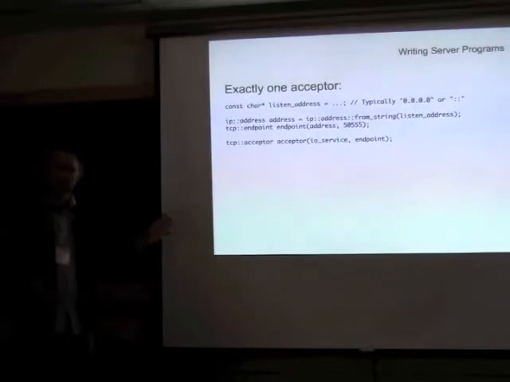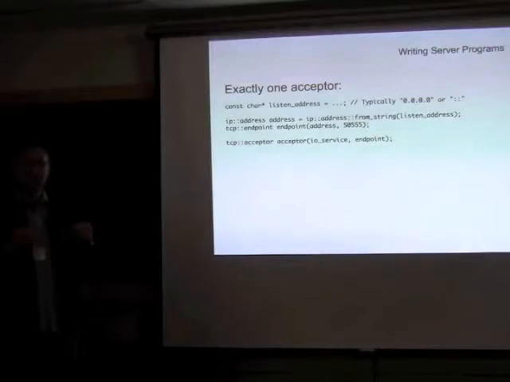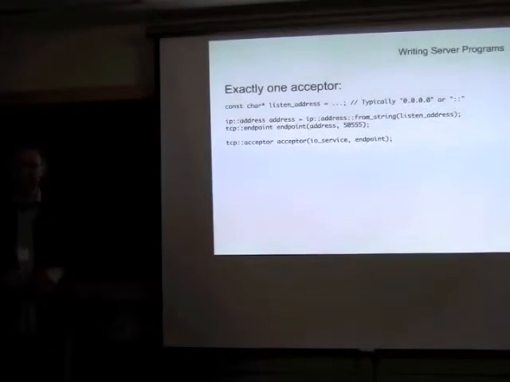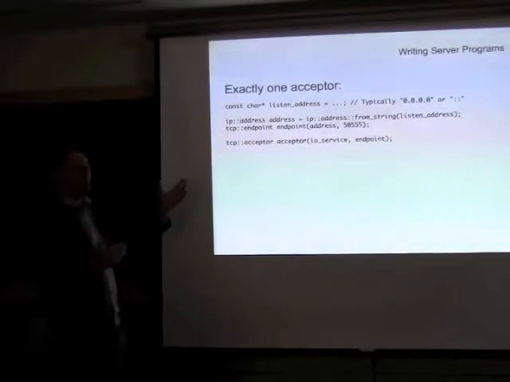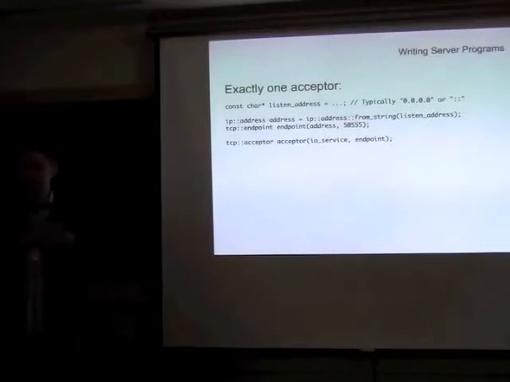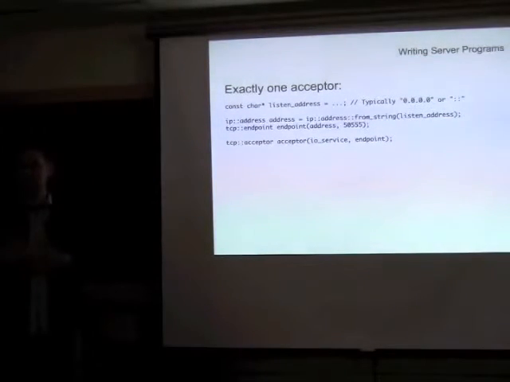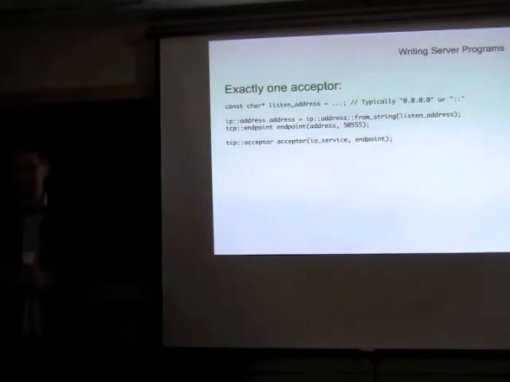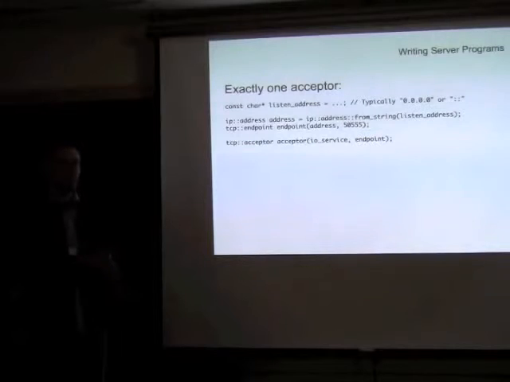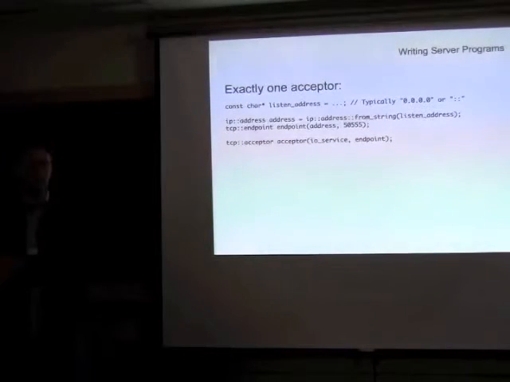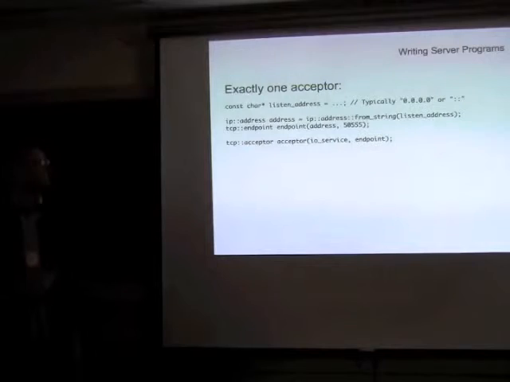There's a variant on this where you actually run multiple single acceptors, where you, in a configuration file, have a list of all the addresses you want the server to listen on, and you then dynamically create as many acceptors as there are addresses in that list. And I've used that myself, because that also gives you the flexibility of listening on a specific interface rather than any address.